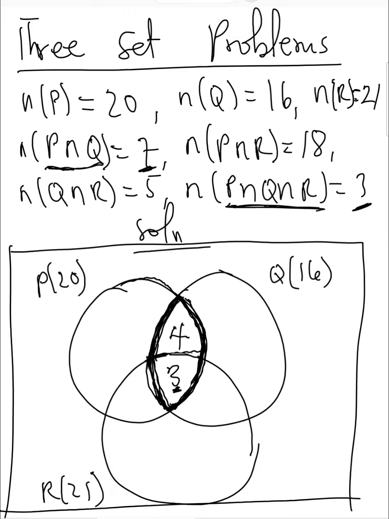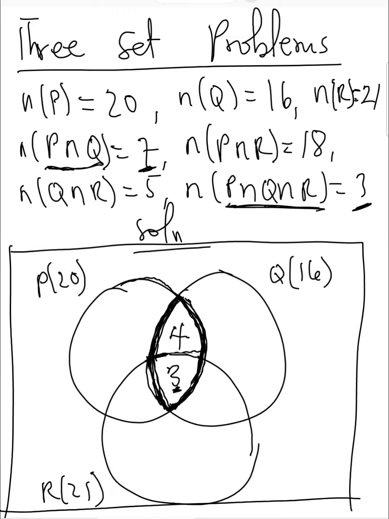Let's use the same idea for the next one, which is 18. So the 18 represents what? The number of P intersection R. So where is the set P intersection R? So P is this. Can you see that? P is this. Where's the circle R? Circle R is also this. So the circle R is this. Okay.